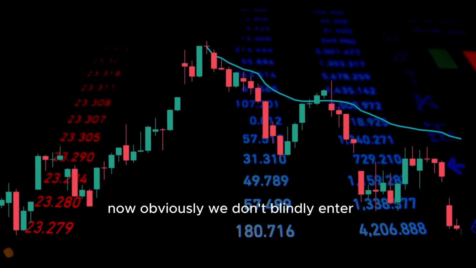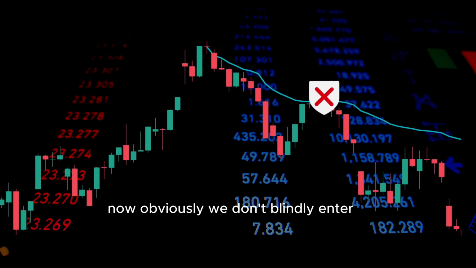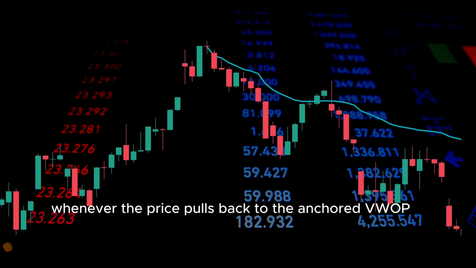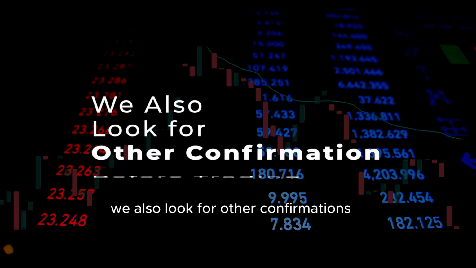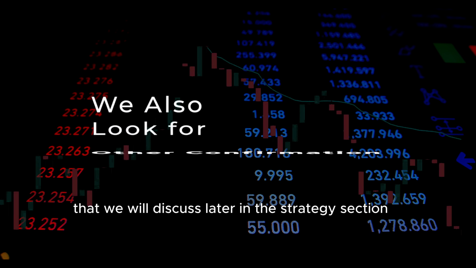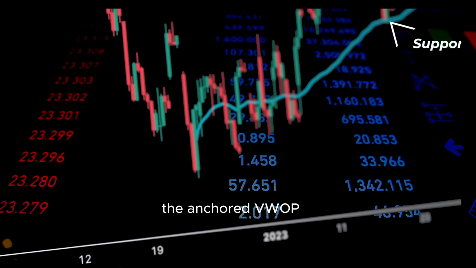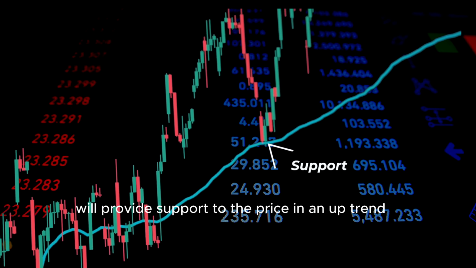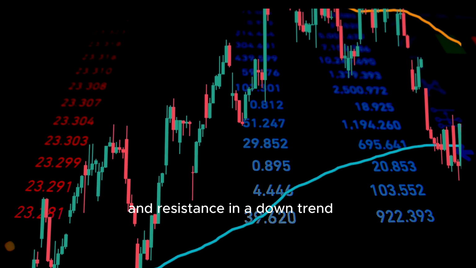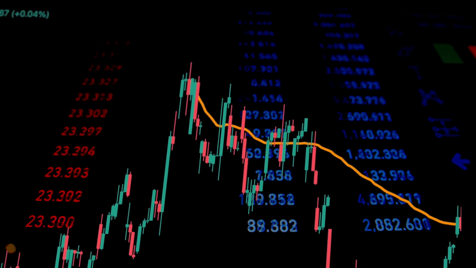Now obviously we don't blindly enter. Whenever the price pulls back to the anchored VWAP, we also look for other confirmations that we will discuss later in the strategy section. The important point to note here is that the anchored VWAP will provide support to the price in an uptrend and resistance in a downtrend.